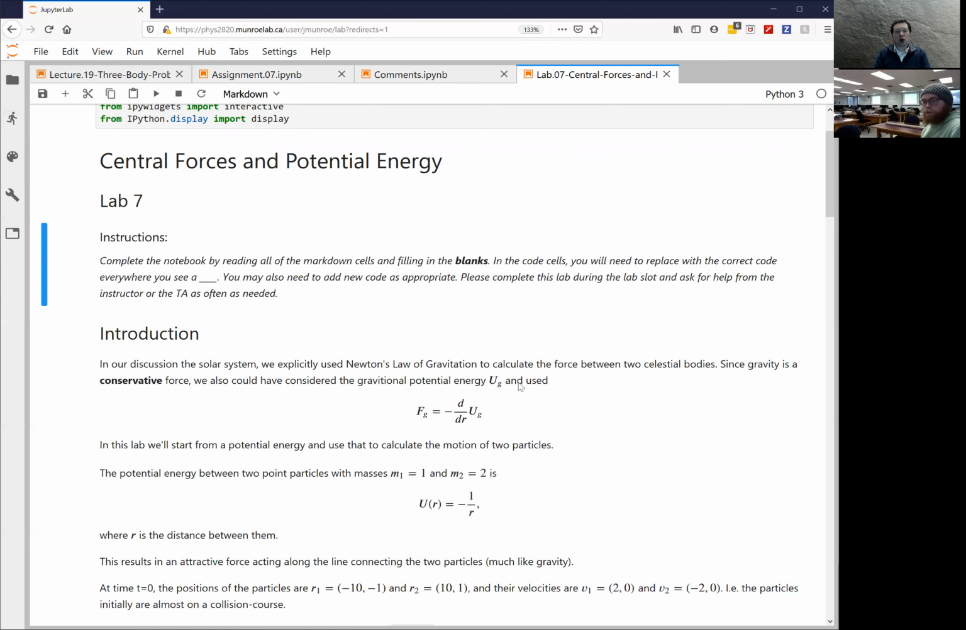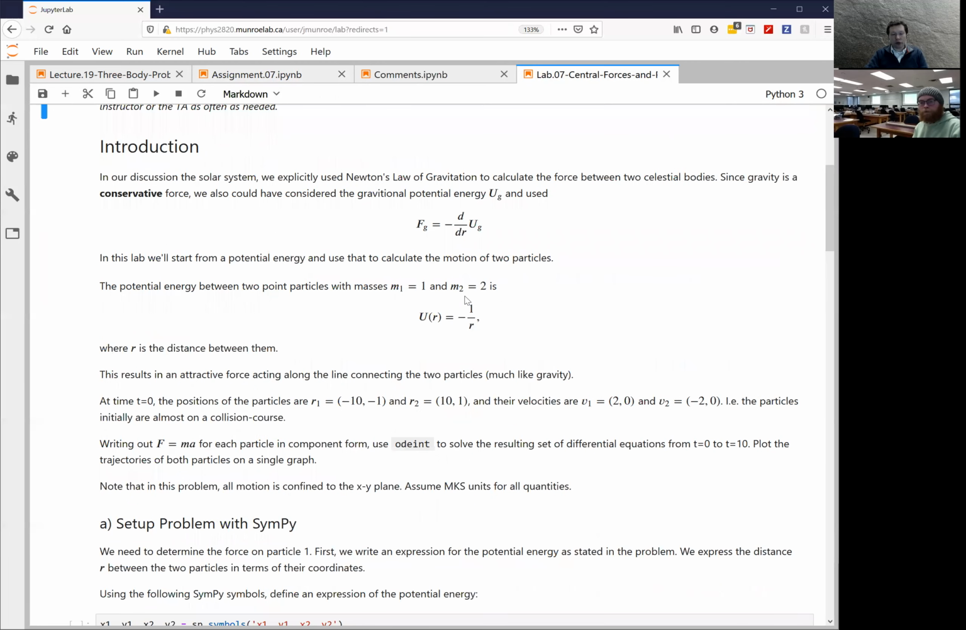For 2 masses, m1 and m2, the potential is minus 1 over r. Taking the derivative of that with respect to r gives you the 1 over r squared. And then if you take the negative of that, you get the negative 1 over r squared relationship for an attractive force. Okay. Ignore the details of the G and M. We're just going to set G and M to be 1 in this problem.